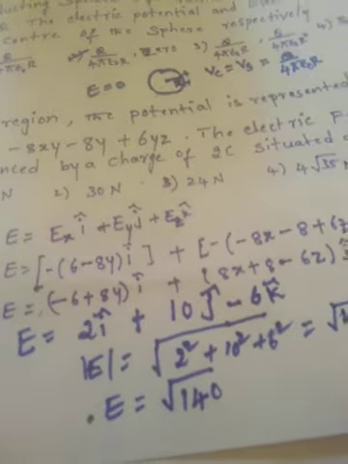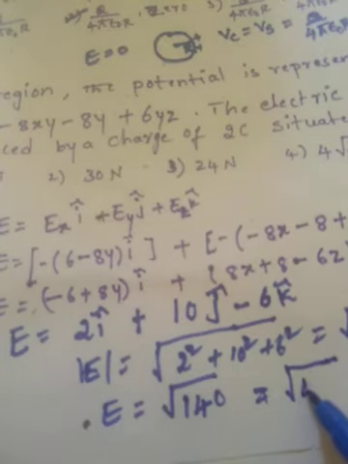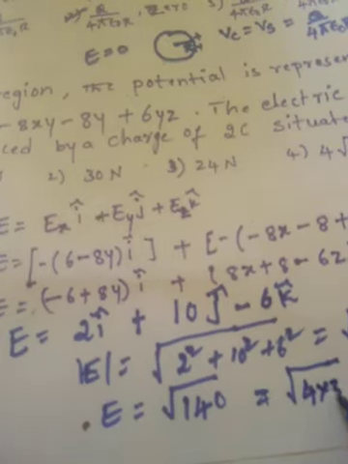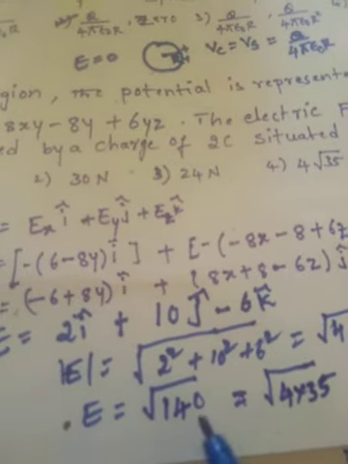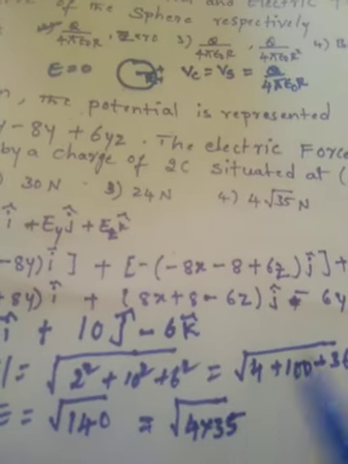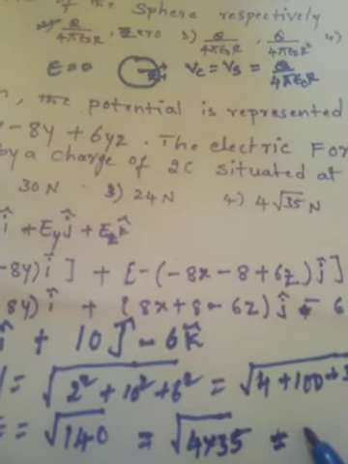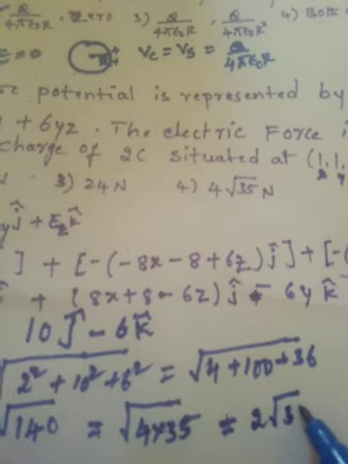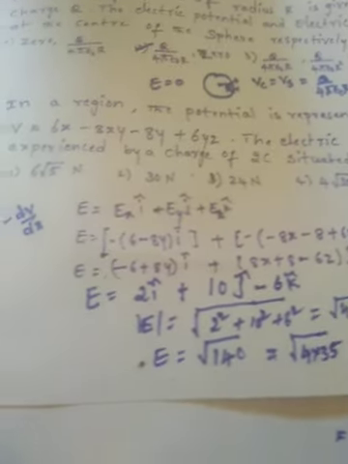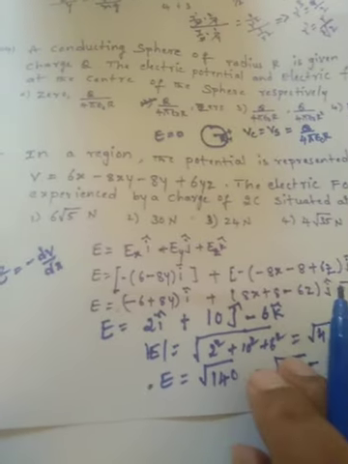So root of 140 we can write like this. That's square root of 4 times 35. 4 times 35, 35 into 4 is 140. So we simplify like this only to get the required answer. That's it. So square root of 4 is 2, root 35. This is the electric field. So the electric field E will be 2 root 35.